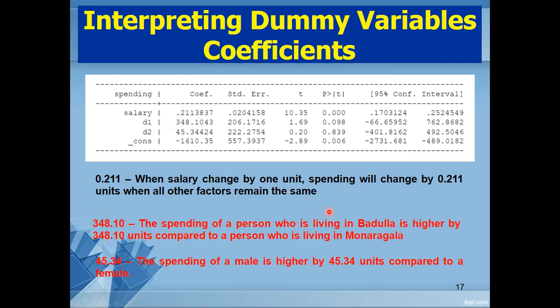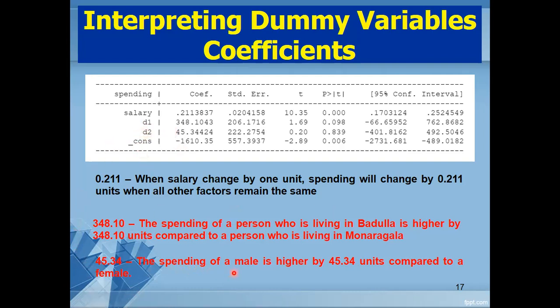Then we have the D2 variable, the newly added dummy variable for gender. We have assigned 1 for male and 0 for female, so the female is the reference group. Also, you will see that this coefficient is also positive. Therefore, male spending is higher than female spending, because this coefficient is positive. This is how we can interpret the D2 coefficient.